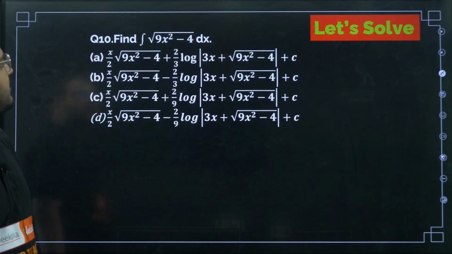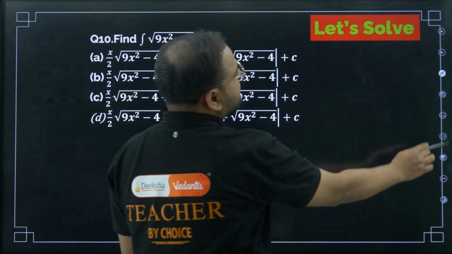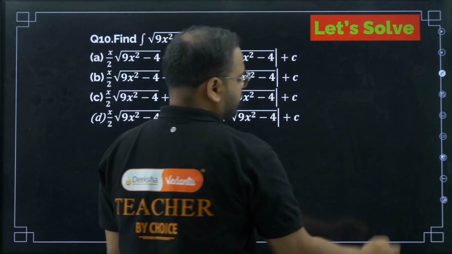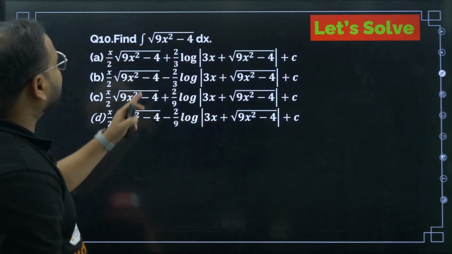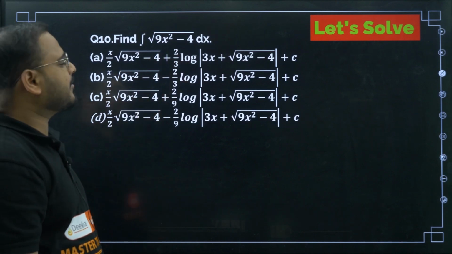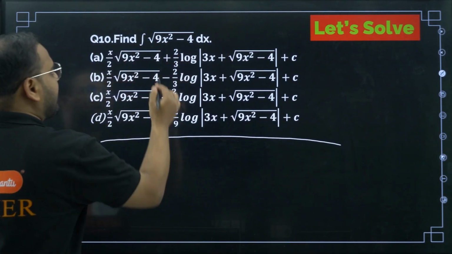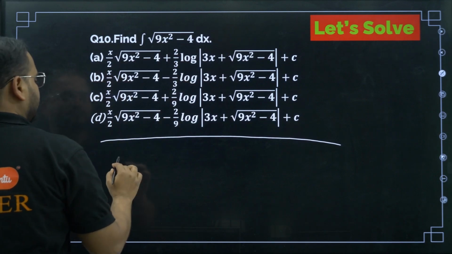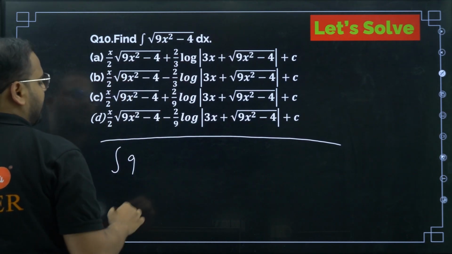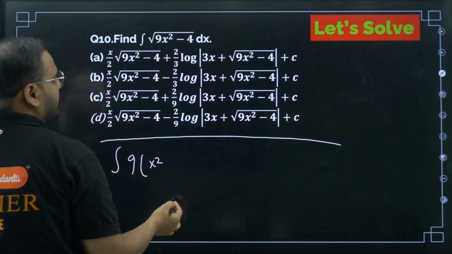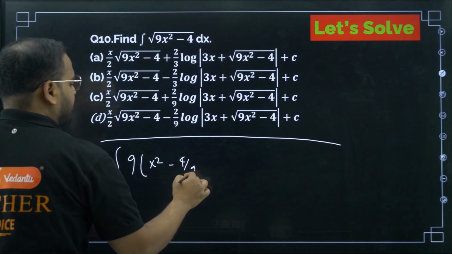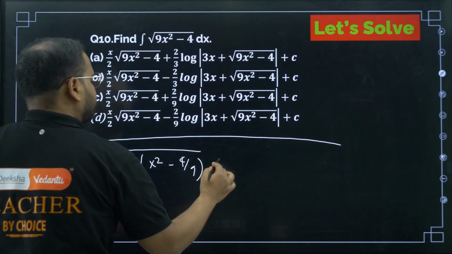Moving on. Question number 10. Last one of the day. Last question of the day, sir. Let's see. 9x square minus 4. Will we make a perfect square over here also, sir? Do we need to? Please have a look. I can write this simply. Take 9 common. X square minus 4 by 9, this whole thing under the root.